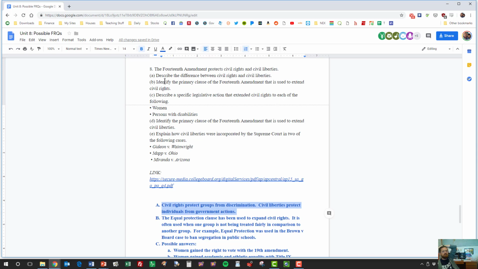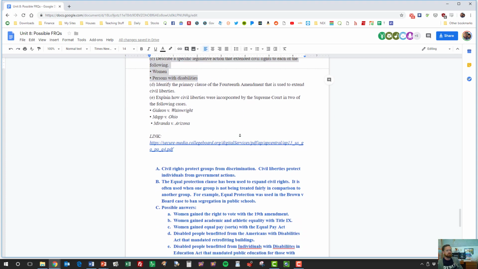Letter B. Identify the clause of the 14th Amendment that extended civil rights. And it's the Equal Protection Clause, like Brown v. Board. And I think I talked about that in my answer. And then this is a brand new question out of nowhere that I kind of like. Tell me how they extended civil rights to women and people with disabilities.